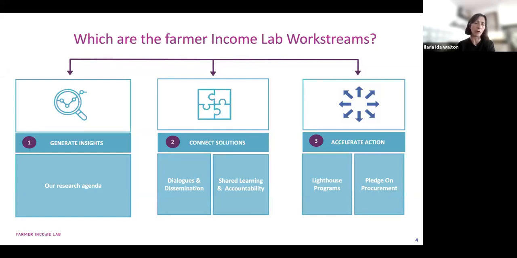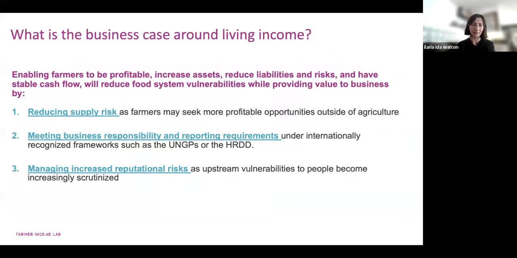And part of this agenda as well, the connected solution work stream, is to disseminate our learnings and really have dialogues on these important issues. If we could move to the next slide, please.